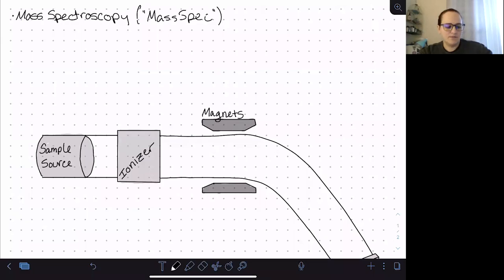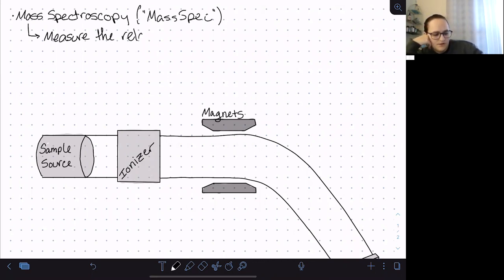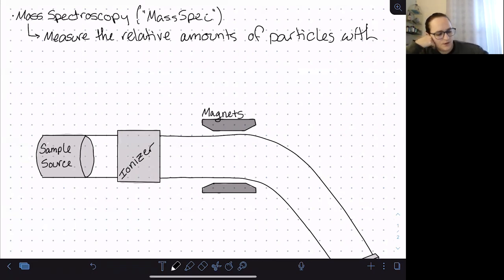Today we're going to be learning about mass spectroscopy, which is an experimental method that allows us to measure the different amounts of particles with different masses, essentially is what we're looking at. So we can measure the relative amounts of particles with different masses.